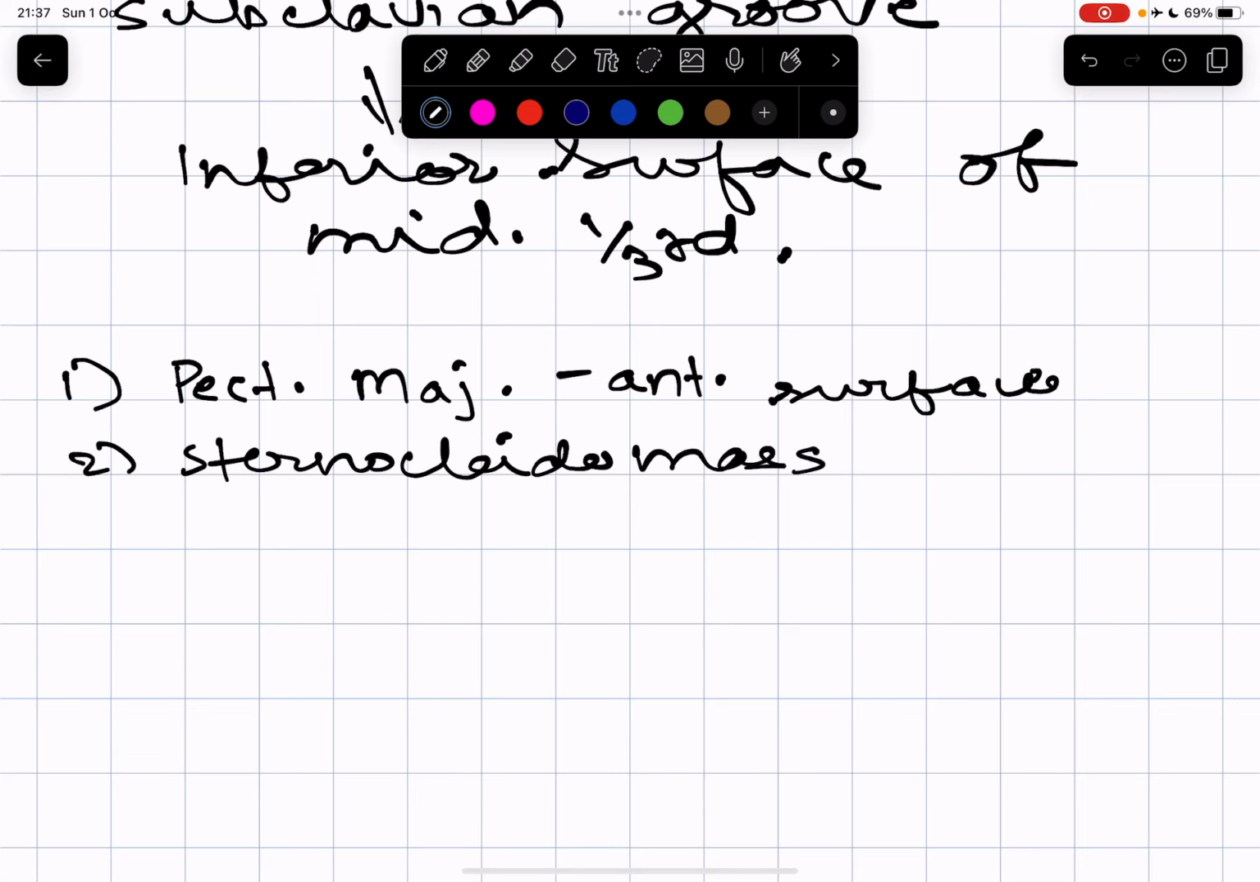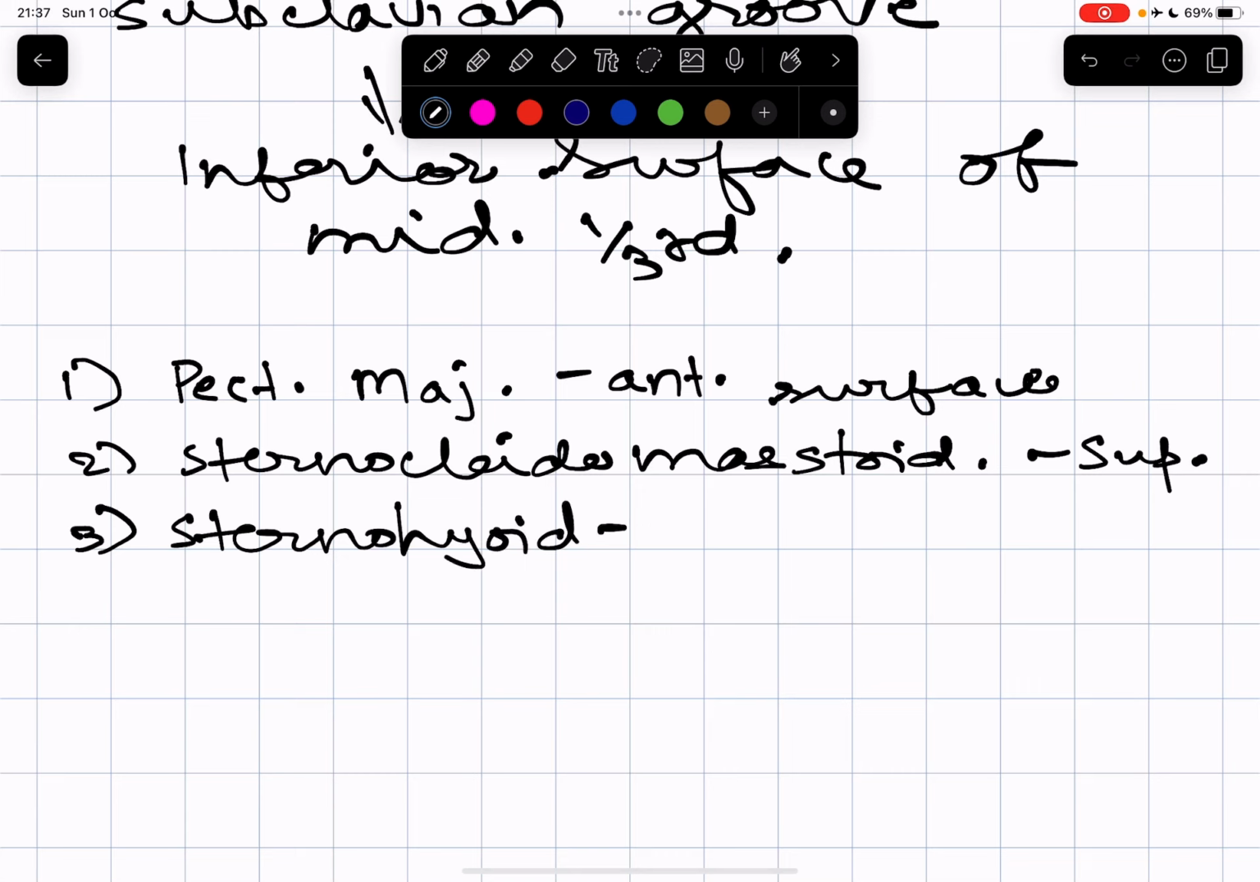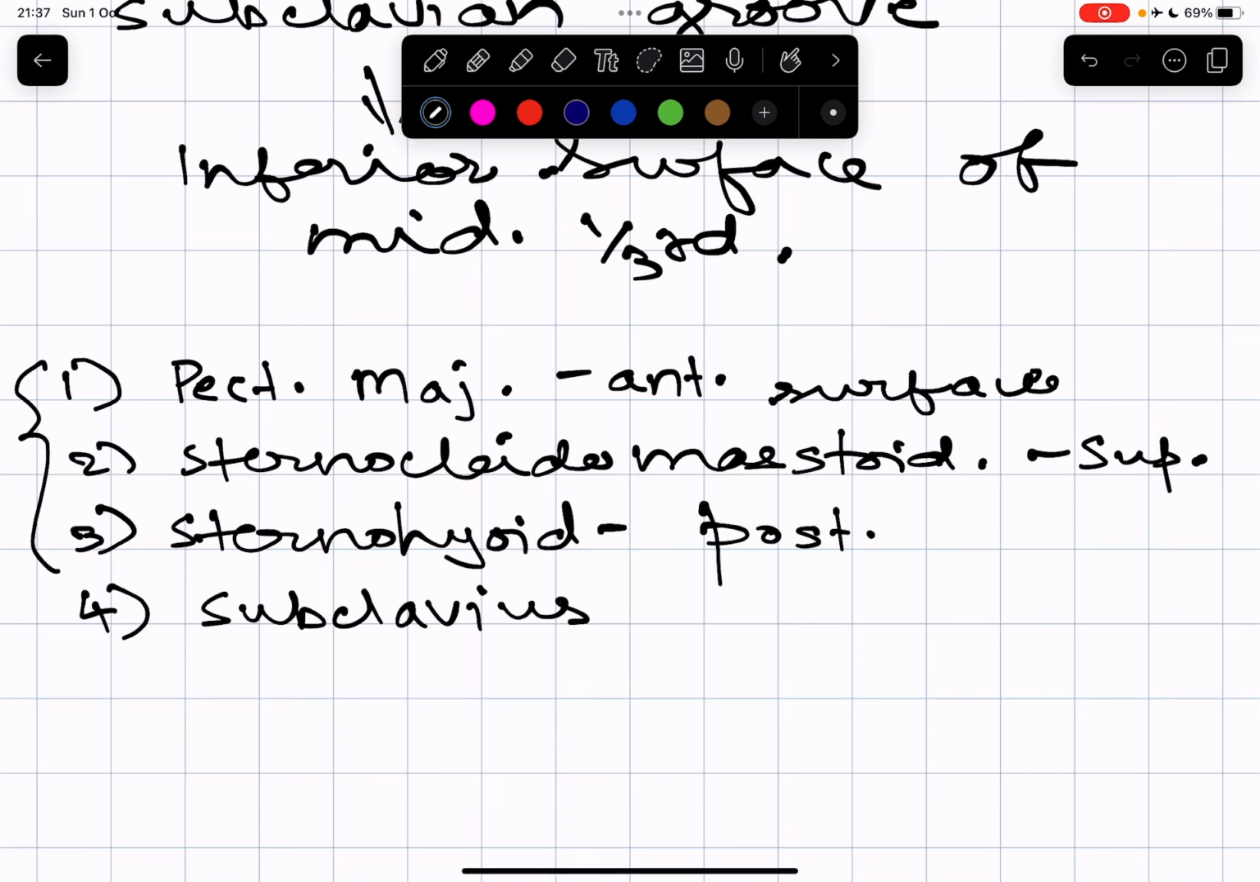Then we have the sternocleidomastoid muscle, which is attached to the superior surface. Then we have the sternohyoid muscle, which is attached on the posterior surface. How much of the surface it is covered is also important. Okay, I've already explained it. So these many muscles. In addition, on the inferior surface, we have the subclavius muscle. So on all surfaces, anterior, superior, posterior and inferior surface. On the inferior surface, we have the subclavius muscle.